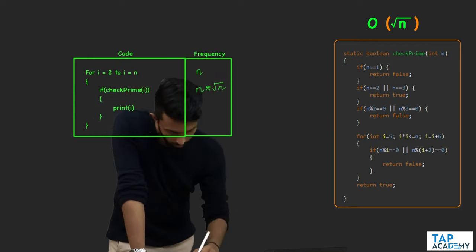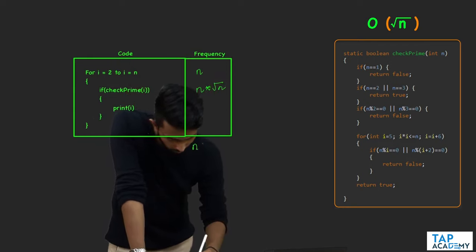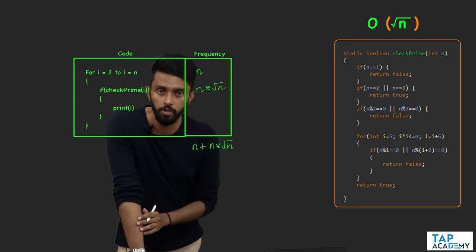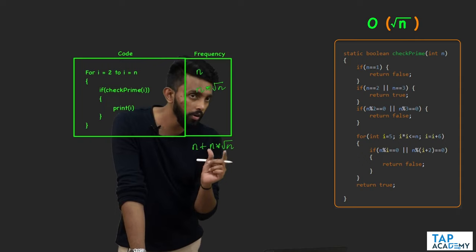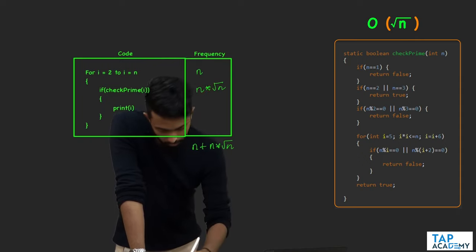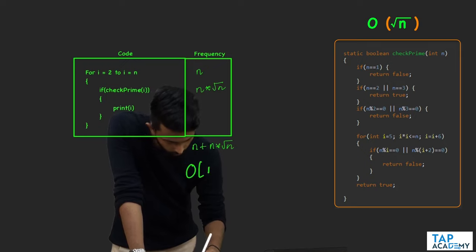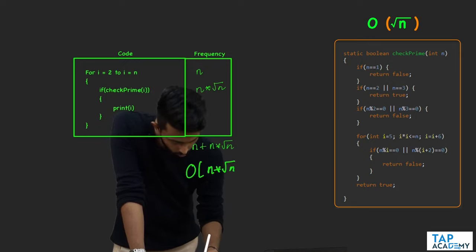Obviously, if I add up everything together, I will get n plus n into root n. Lower order terms are not important to us. Is n the lower order term or n into root n? Obviously n. Which means all of us know that the time complexity is big O of n into root n.